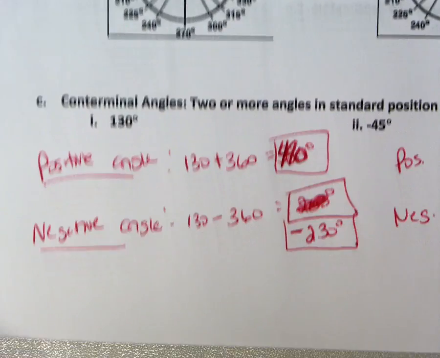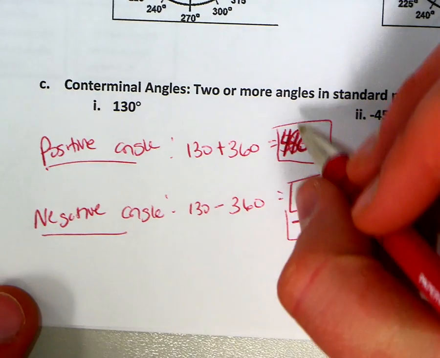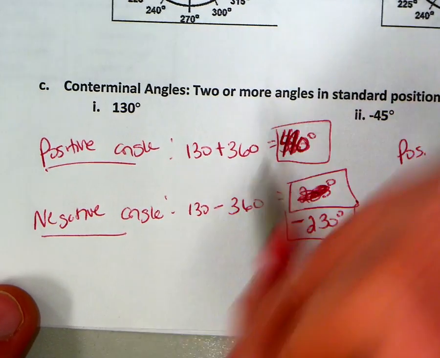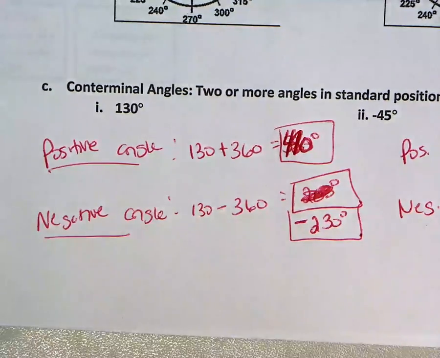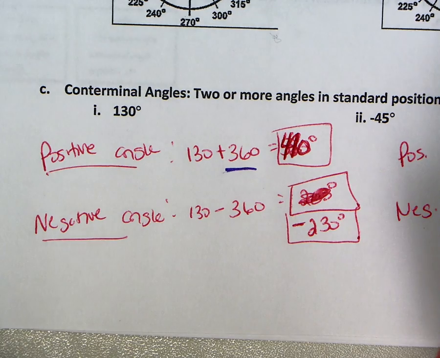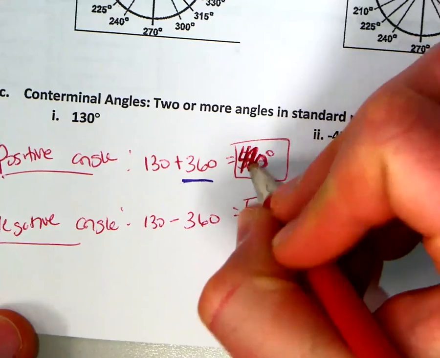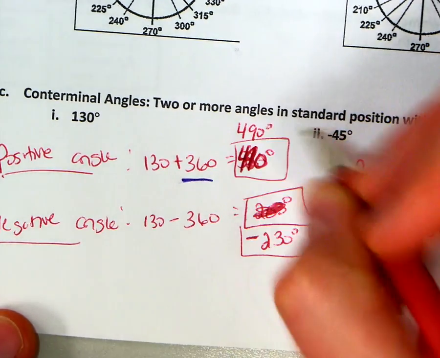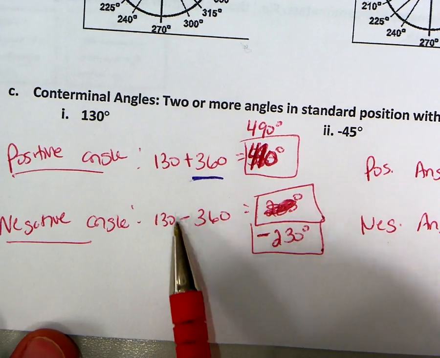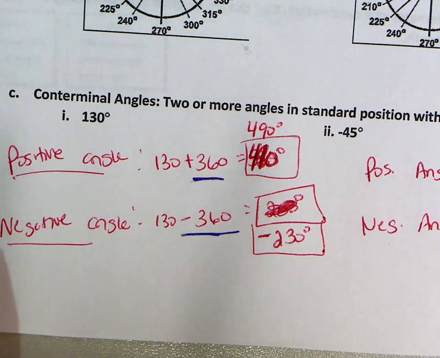Next part then is coterminal angles. Two or more angles in standard position with the same terminal side. So if you have two or more angles, you have a positive angle and a negative angle for 130. What you're doing is you're taking 130, adding it to 360, so you get 490. Oh, sorry, that says 490. So we'll rewrite it, 490. And then you take 130 and subtract 360, and you should get negative 230.